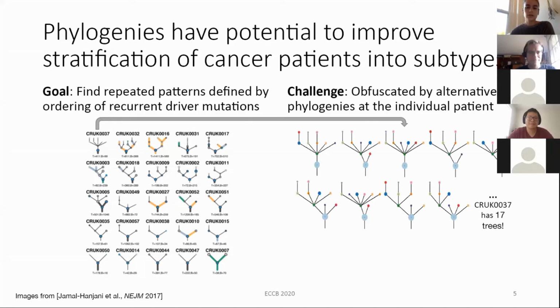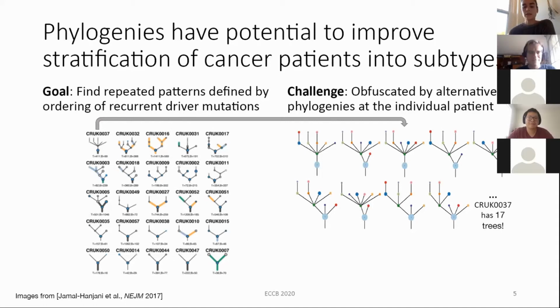But a current challenge to finding these repeated patterns is that as we go on estimating patient trees independently, there's a lot of uncertainty, as highlighted in that question we just got, in the different topologies of particular cancer patients' evolutionary history. Here is an example from a recent paper in the New England Journal of Medicine. This particular patient had exactly 17 different alternative hypotheses for how their tumor could have evolved.